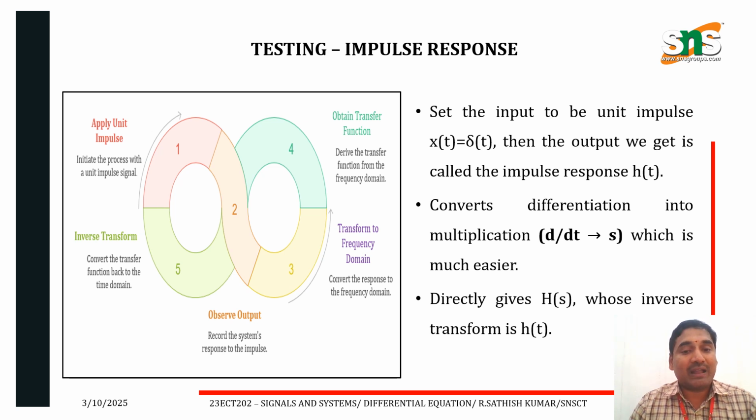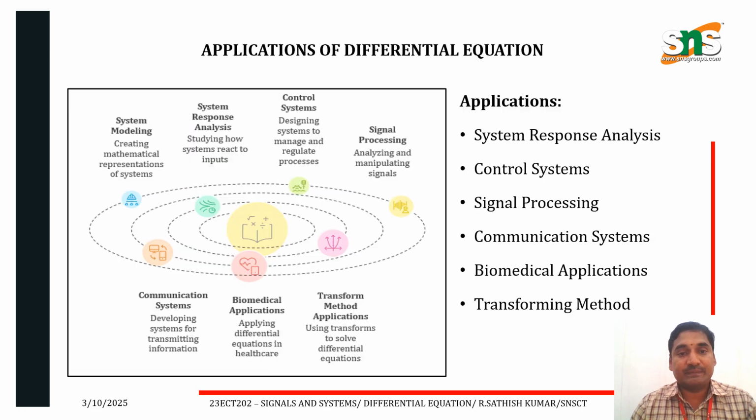Next, we obtain the inverse transform, converting the transfer function back into the time domain. We derive the transfer function from the frequency domain and convert the response to the frequency domain. Finally, we observe the output, and we get the system response to the impulse.